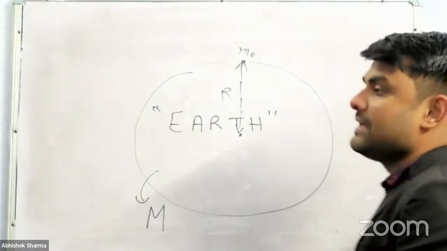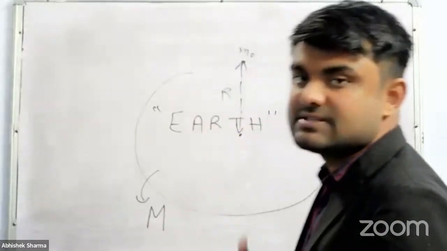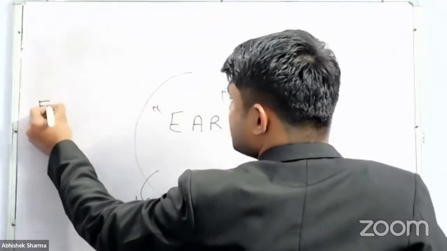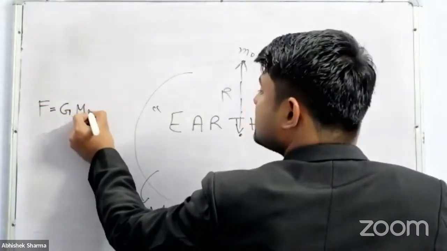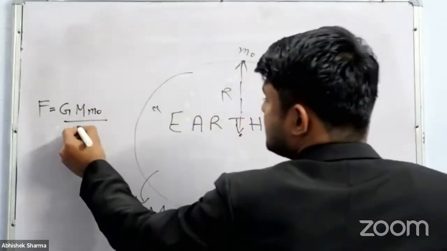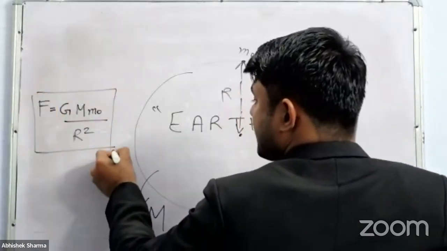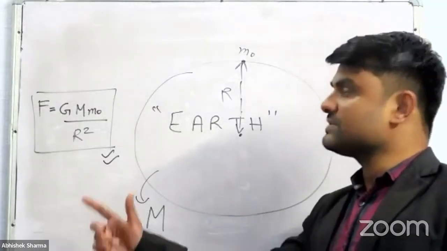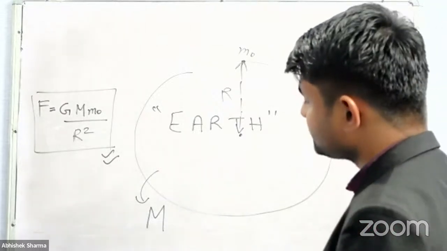Now, if we apply Newton's universal law of gravitation, what are the things which are going to come? We'll say F is equal to G M naught upon R square. So as per Newton's universal law of gravitation, force must be this.